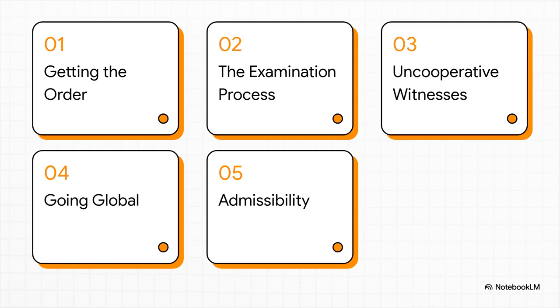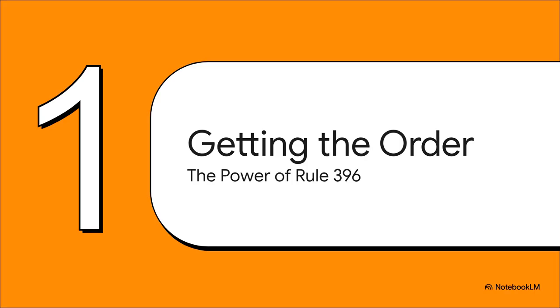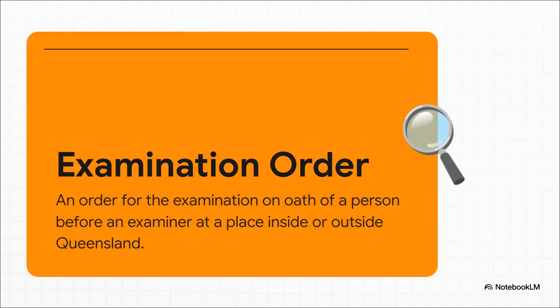Let's get into it. All right, your first and honestly your most important tool in this whole playbook is Rule 396. This is the rule that gives the court the power to order an examination to get evidence before the trial even starts. You can think of it as the key that unlocks this entire process. So what exactly is an examination order? Well, to put it simply, it's the court's official stamp of approval to depose a witness. That is, to question them under oath, but outside of the trial itself. And, like Rule 396 says, this can happen with a court-appointed examiner anywhere, from Brisbane all the way to Berlin.